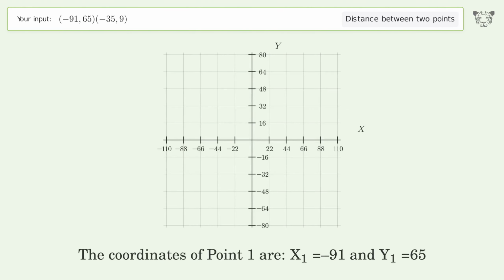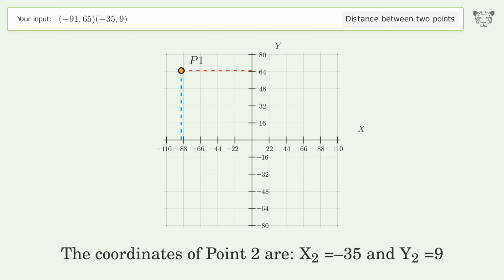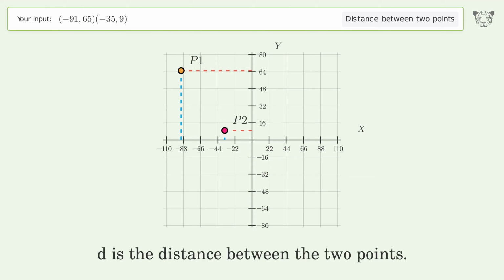The coordinates of point 1 are x1 equals -91 and y1 equals 65. The coordinates of point 2 are x2 equals -35 and y2 equals 9. D is the distance between the 2 points.